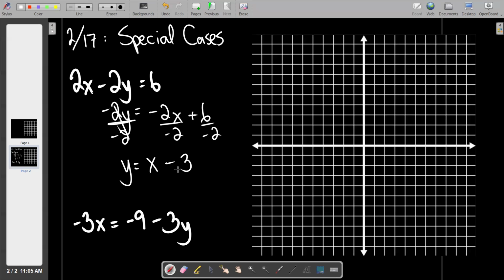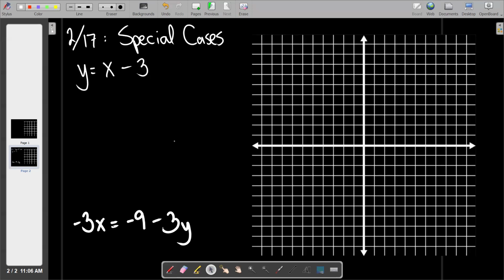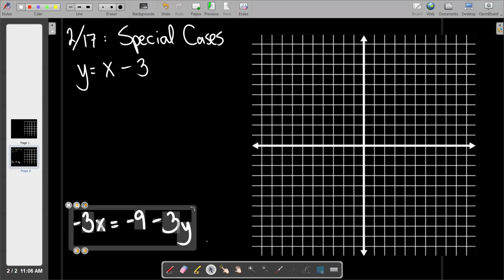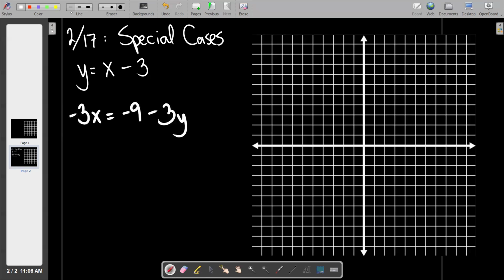So if we play our cards right and all that basic skills stuff that we've been practicing all year is good, then we wind up with a very graphable y equals x minus 3. And I'm going to take that one and put it up here. I like to clean house a little bit and say, okay, you're ready to graph. And now we're going to work with this second one. What would we do first?